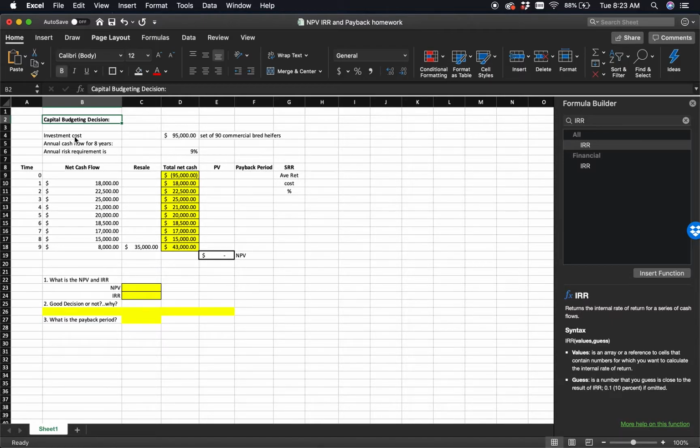So in my example, I've got an investment. I'm looking at buying a set of 90 bred heifers, paying $95,000 to get these heifers bought. I'm going to pay that in cash for my example here. Now I'm looking at what they will bring me back over 8 years, and the required risk that I've got is a 9% return, meaning that I feel like I need to gain 9% on my money to make this worthwhile. So this is the classic example of what we call a capital budgeting decision.